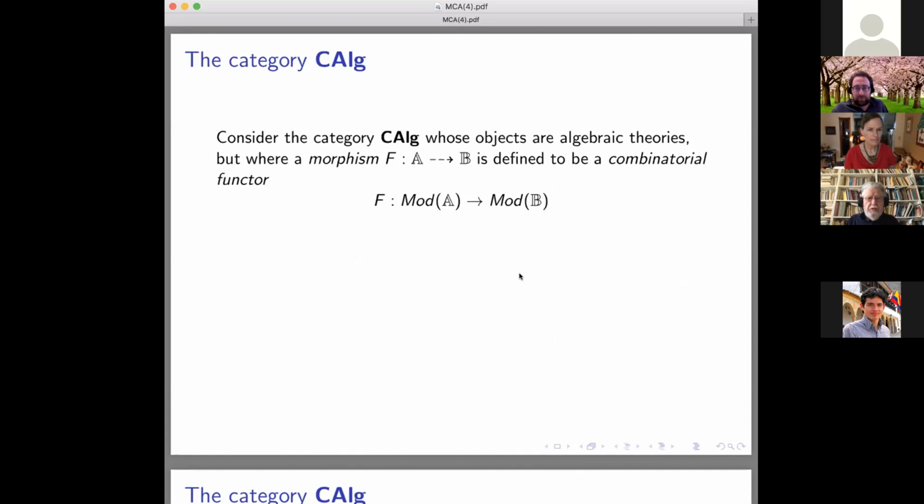And now we introduce this category, where a morphism between two algebraic theories is a combinatorial functor between the models of A and B respectively.